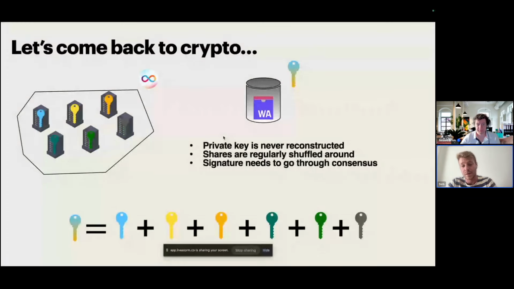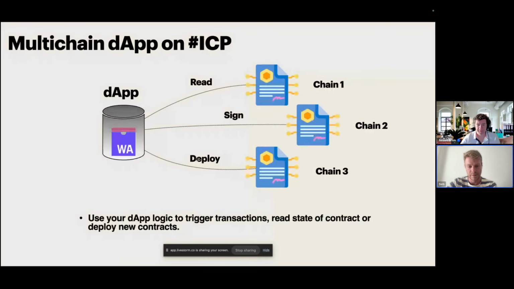That's possible with threshold ECDSA, but it's also possible with other cryptographic schemes. If you generalize that, you can do transactions across any blockchain network. In this scenario, this is what the multi-chain DApp looks like. You have, let's say, a contract on chain 1, a contract on chain 2, a contract on chain 3, and you can read the first contract, sign the second one, or deploy the third. Deployment is currently not possible in practice. It's only possible in theory, but it's only a matter of implementing it, and then it will be possible.